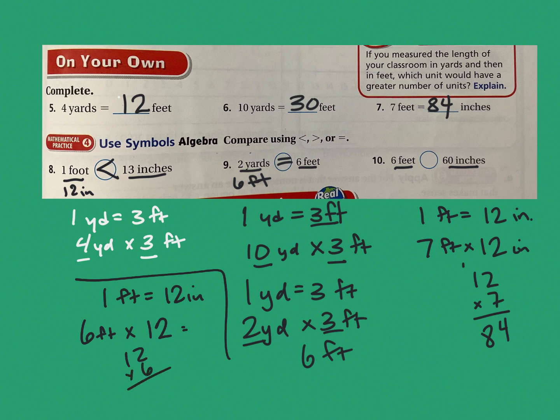6 times 2 is 12. 6 times 1 is 6 plus 1 is 7. This is 72 inches. And now that they are both the same measurement, I can compare them, 72 and 60. 72 is bigger than 60. Hopefully that practice helped. And if we need more practice, let me know.